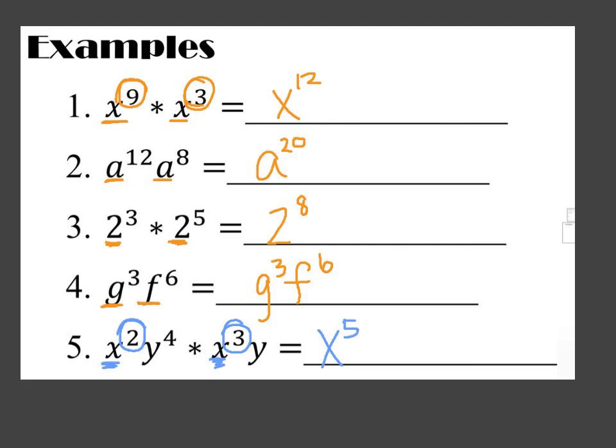And now I can do the same thing for my base of y. I'm going to add their exponents, okay? Look at this. If a y doesn't have an exponent, what exponent goes there? A 1. So if I were to add up these exponents, 4 plus 1 gives me 5. So I have y to the 5th power. So I was able to use my product of powers rule as long as I kept what had the same base together. So I had to keep my x's together. And then I also had to keep my y's together. I couldn't mix x's and y's.